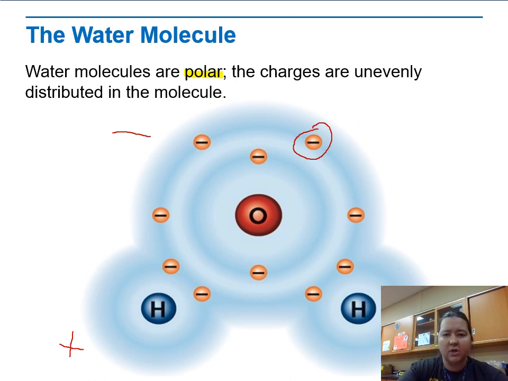Electrons have a negative charge. They actually spend a lot more time around the oxygen molecule. And what that means is that creates a slightly negative charge over here, okay, versus the slightly positive charge over here. Okay, and what that means is that there are charges here, and just like magnets with different charges, that's exactly like what a water molecule is.